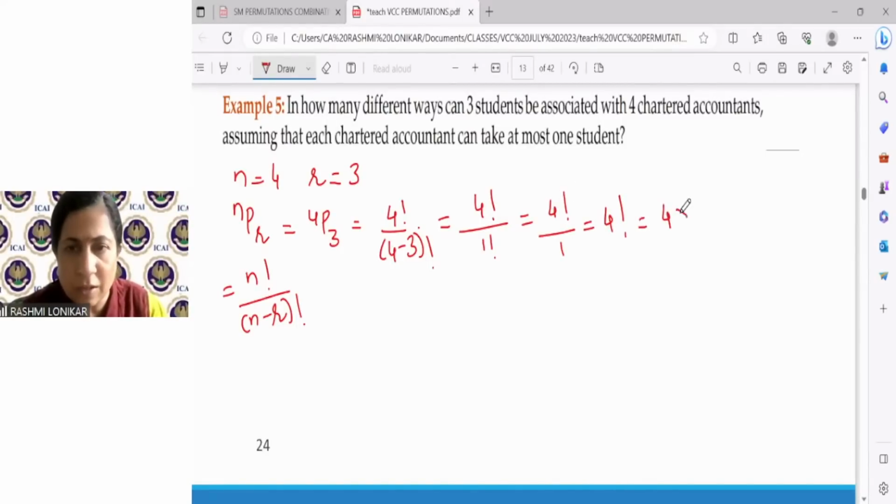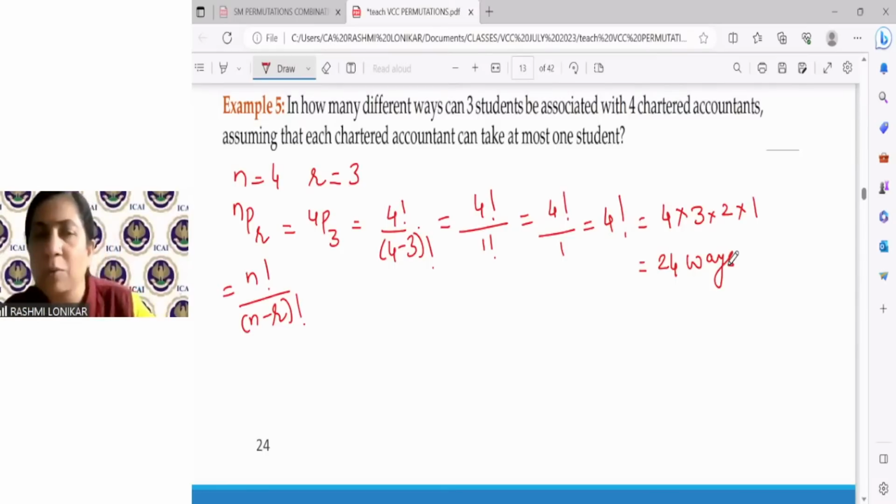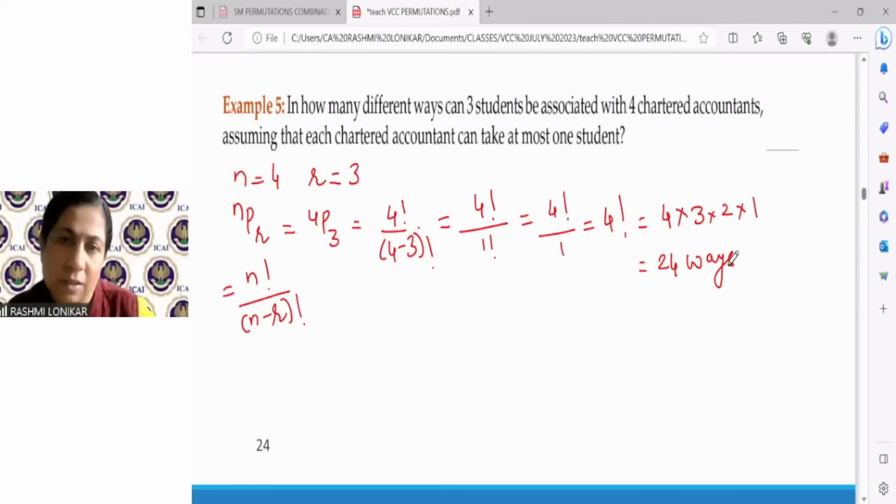4 factorial, golden rule, is 4 into 3 into 2 into 1. 4 3s are 12, 12 2s are 24. So that is 24 ways in which 3 students can be accommodated with 4 seats.